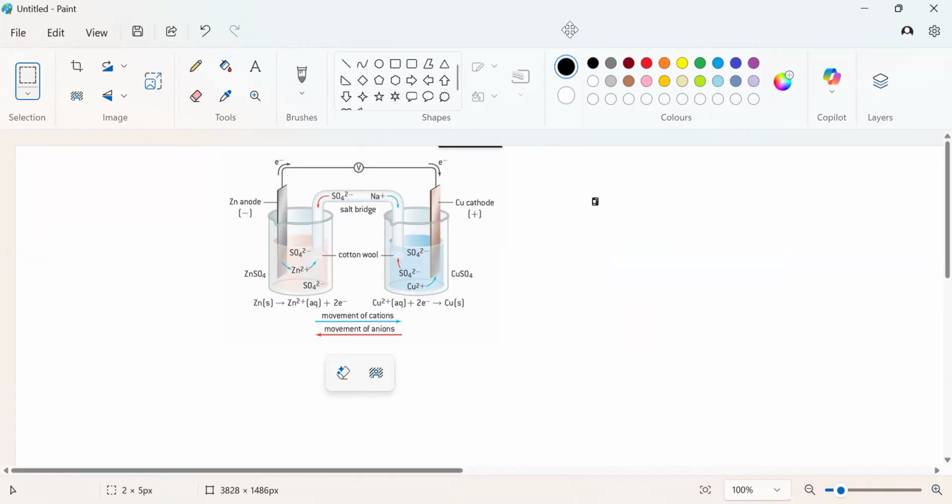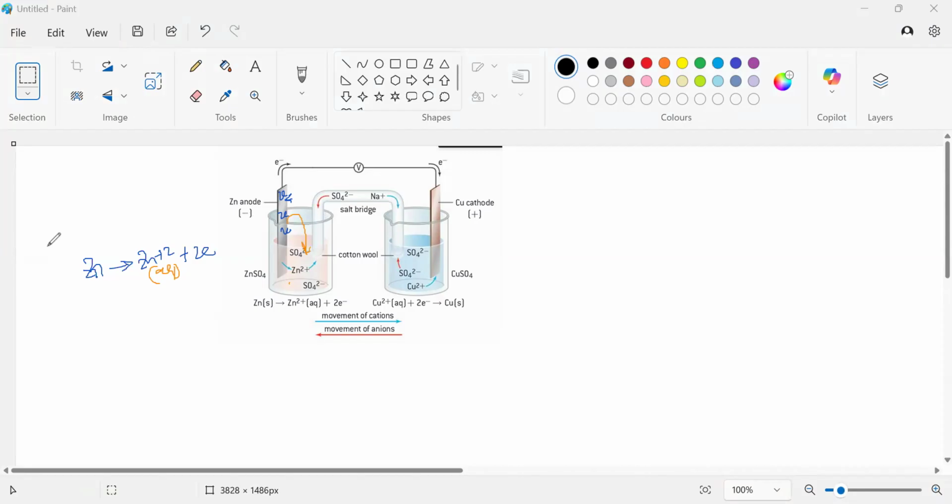See, what happens when we add zinc to zinc sulfate? Zinc from the zinc metal goes to the solution as zinc 2 plus, leaving behind the 2 electrons over here. Clear? Zinc goes to the solution as zinc 2 plus ions. Ionic form is the soluble form. So it goes to the solution as zinc 2 plus, isn't it?